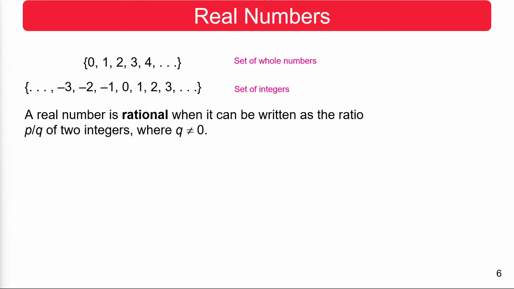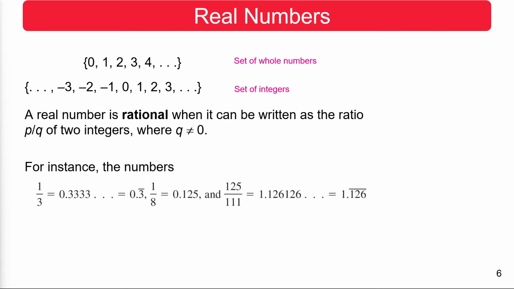A real number is rational when it can be written as the ratio p over q of two integers, where q doesn't equal 0. For instance, the number 1 over 3 equals 0.333, which is a repeating decimal, or 1 over 8, and 125 over 111, which equals 1.126 and repeats. So these are rational numbers, and as you can see, I can write them in fraction form. There is a numerator and there is a denominator: p over q, or 1 over 3, or 1 over 8, and so on.